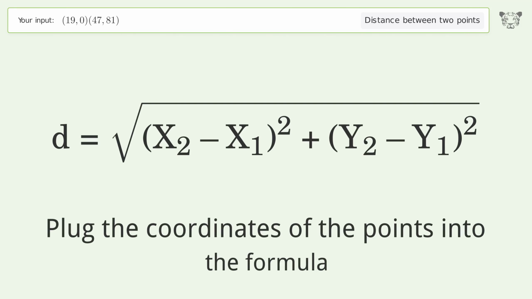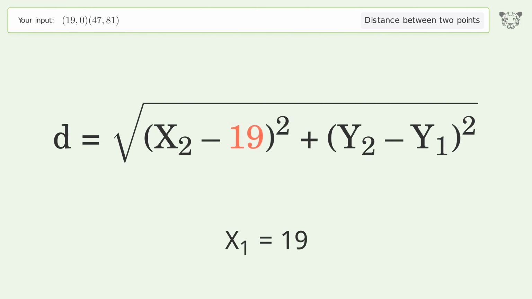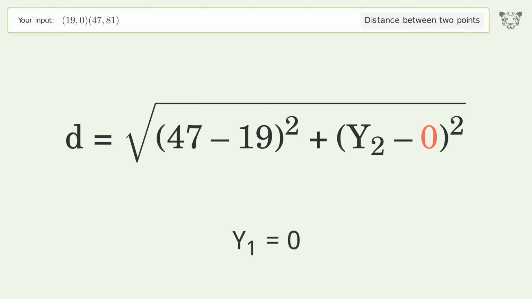Plug the coordinates of the points into the formula. x1 equals 19. x2 equals 47. y1 equals 0. y2 equals 81.